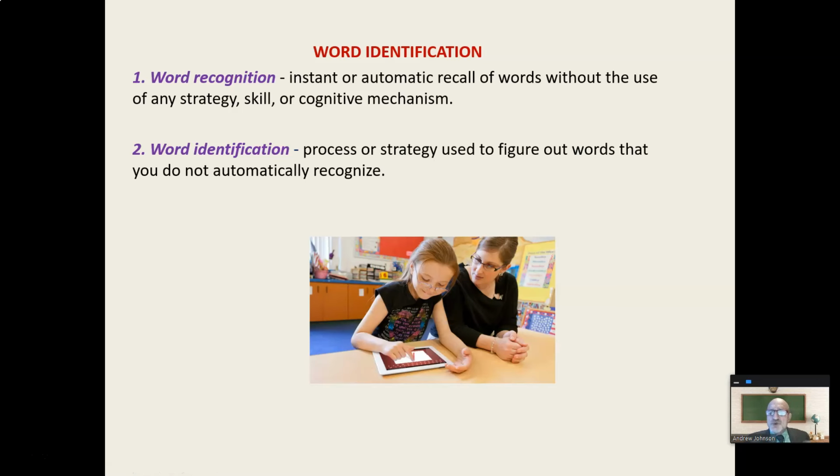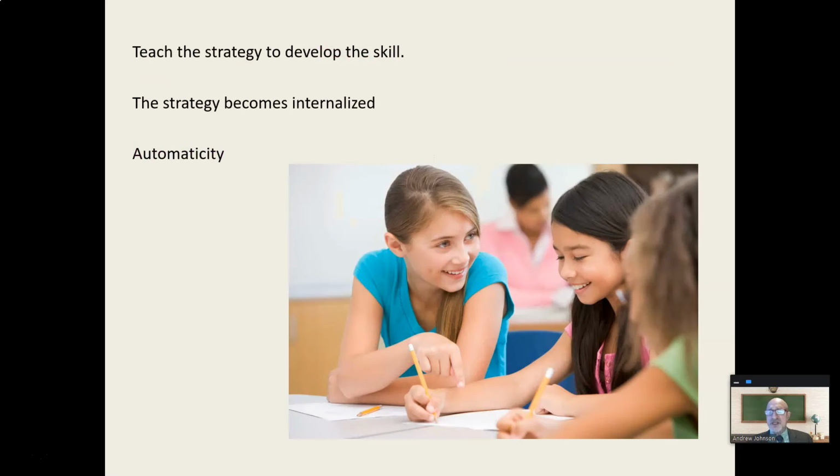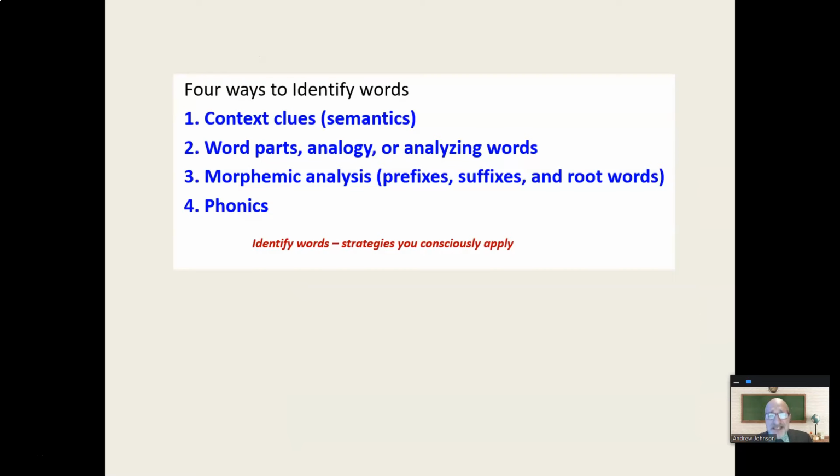Word identification is when a word is in your lexicon, the dictionary in your head, but you don't recognize it. So you need some sort of process that you consciously apply to figure out what that word is. You use a strategy, you consciously apply it. And we teach strategies, something you consciously apply, to develop the skill. So you don't have to think about it, you do it automatically. The strategy becomes internalized. Automaticity is the word for a strategy that has become internalized. It is a skill. We teach the strategy to develop the skill.